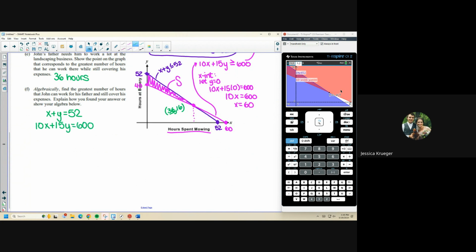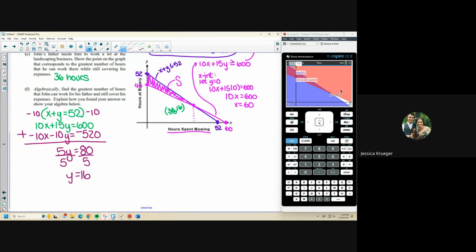To find the solution, I'm going to use elimination. So I'm going to multiply the top equation by -10. I can add these together. Divide by 5. And I get that y equals 16.